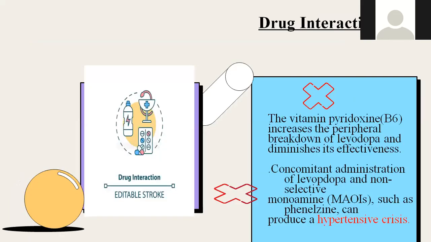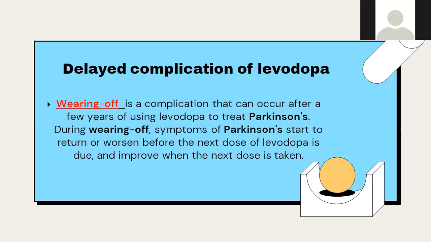Okay, now certain drug interactions which are very important: it shouldn't be given with vitamin B6 because it basically increases the peripheral breakdown of levodopa. And if we give it with MAO inhibitors such as phenelzine, it can also elicit hypertensive crisis. So these are the two drug interactions.